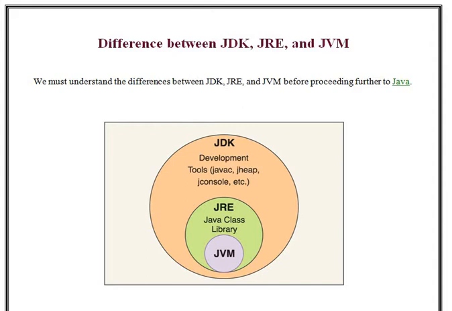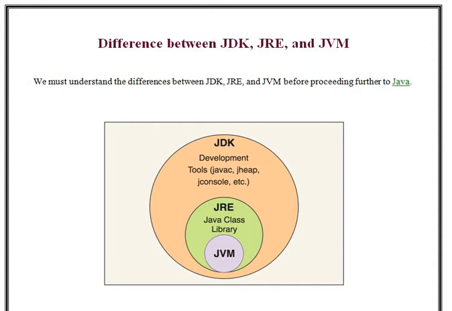Today's video is about Java. We must understand the difference between JDK, JRE and JVM before proceeding further with Java. As you can see in the diagram, JVM is a subset of JRE, and JRE consists of Java class libraries plus JVM. And JDK consists of development tools plus JRE. I hope this diagram will really help you. This diagram clearly says that JVM is a subset of JRE and JRE is a subset of JDK.